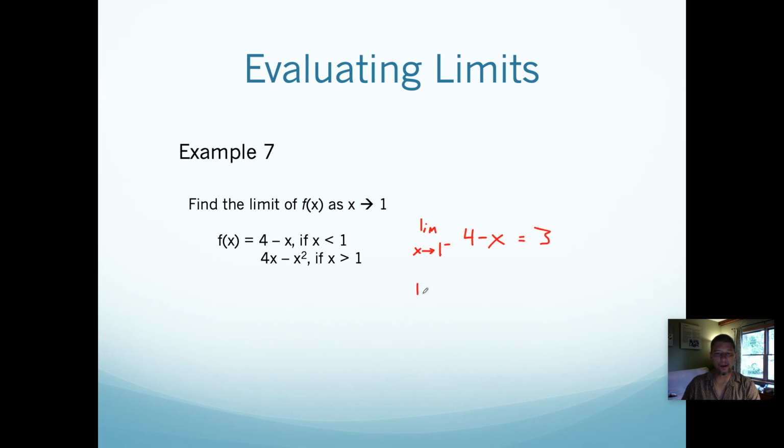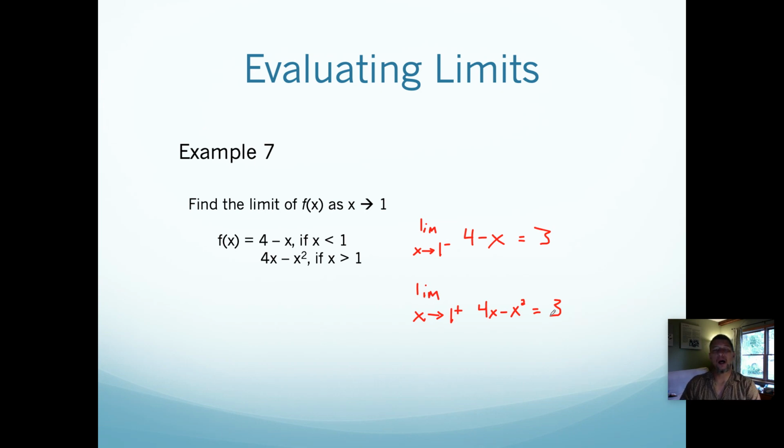Now, on the other hand, if we take the limit as x approaches 1 from the right side, and that's what the positive sign here means, we've got 4x minus x squared. So if x is equal to 1, then 4 times 1 is 4. X squared is 1 squared, or 1. So 4 minus 1, again, gives me 3. So does this limit exist? You bet your sweet bippy it does. We approach 3 as x approaches 1 from both sides, and so this limit does indeed exist.